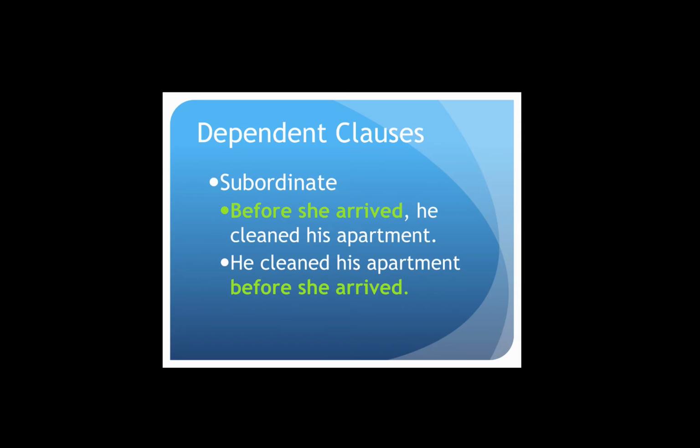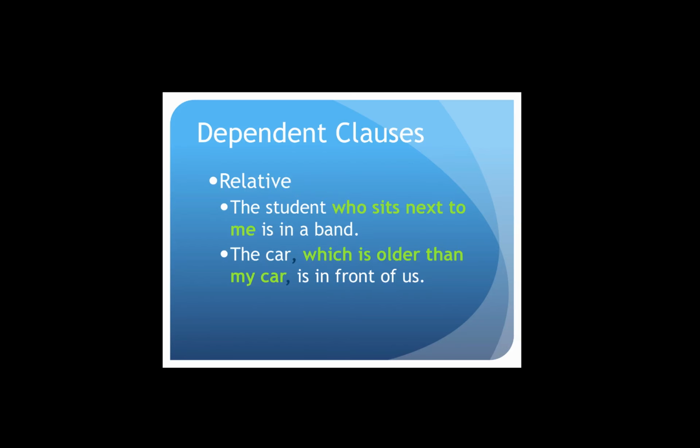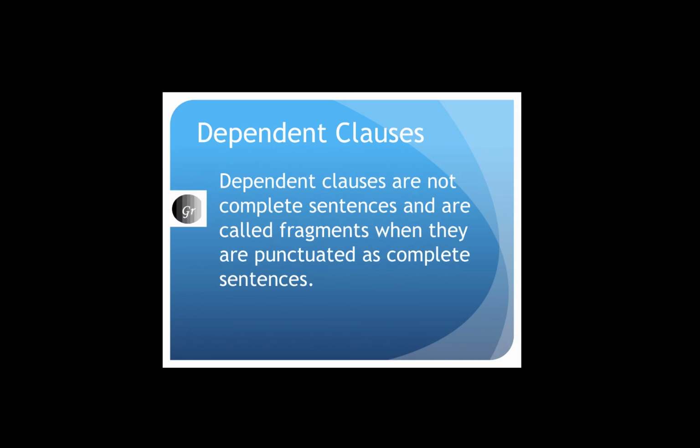If we just have before she arrived, we have an incomplete idea. So we say it is subordinate to he cleaned his apartment, or to the independent clause. Relative clauses are usually used to modify, tell us something more about something. Could be the student, and which student, who sits next to me is in a band. Or it could be an object, a car, which is older than my car, is in front of us. Okay, dependent clauses are not complete sentences and are called fragments when they're punctuated as complete sentences.